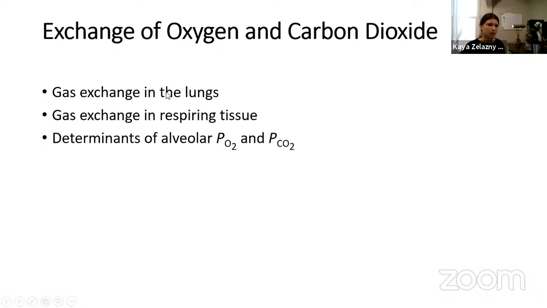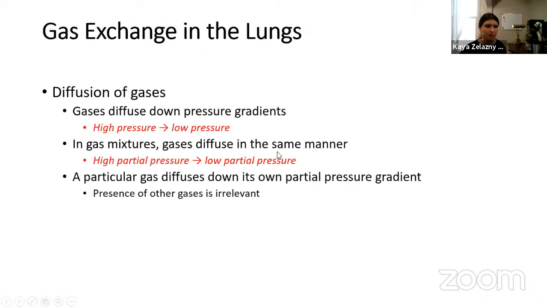The gas exchange in the lungs, the gas exchange in the respiring tissue, and the gas concentrations in the atmosphere. Okay. So we covered gases diffusing down their pressure gradients. Those partial pressures, we're tracking them for a specific gas. We're not going to add together the partial pressure of the oxygen and the carbon dioxide to figure out which way they would flow. It's very simple. Oxygen is going to flow down the oxygen gradient. Carbon dioxide is going to flow down the carbon dioxide pressure gradient.